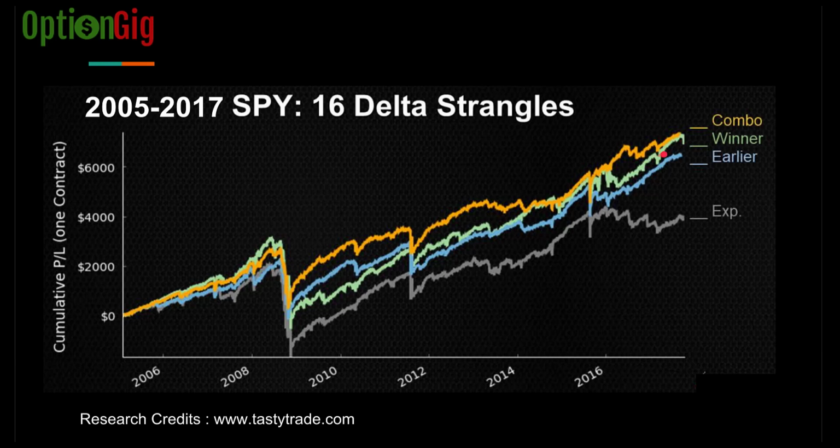The green line you see is managing at 50% of profit target. The blue line is managing early, meaning managing at 21 days to expiration. And this is not managing the trade but letting it run all through the expiry. So letting your option trades run all through the expiry is the worst. The combination works out the best.